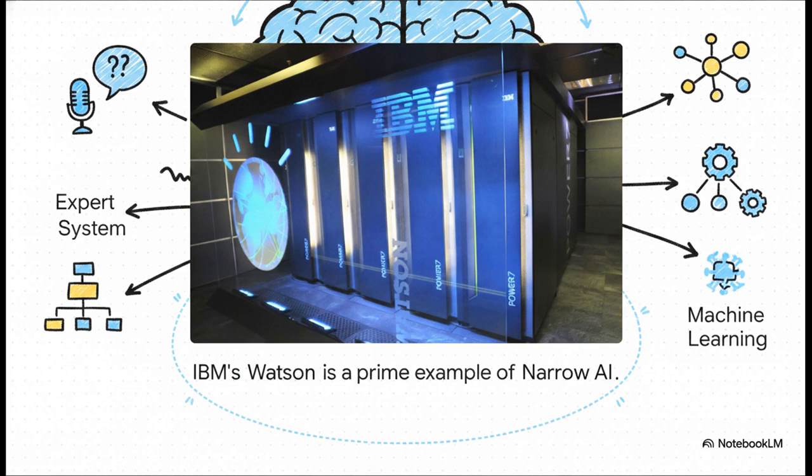Take IBM's Watson supercomputer, for example. This massive, glowing machine looks like pure science fiction, but it's actually a prime example of narrow AI. It was originally designed specifically for question answering in natural language, using an expert system approach combined with machine learning. So it's undeniably brilliant at what it does, but it is strictly dedicated to a singular domain.